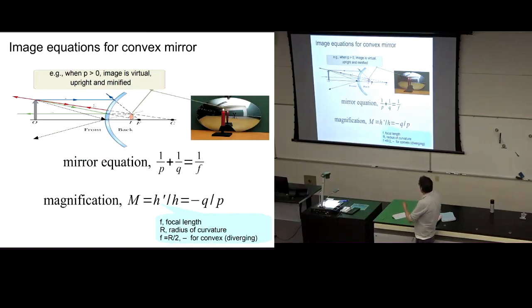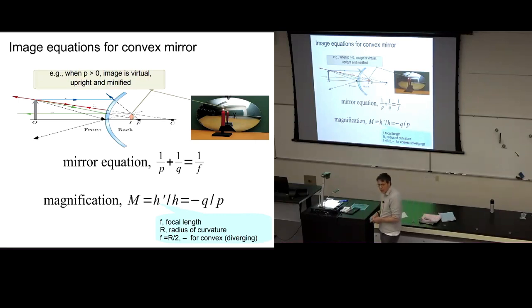This is the equation that describes the properties of the image and the performance of the convex mirror. It relates the location of the image, which we call Q, to the location of the object, which we call P, and the property of the particular convex mirror, which is determined by its negative focal length F. And it also tells us the magnification of the image, both whether the image is bigger or smaller, that's the size of the magnification, and whether it's upright or inverted, that's the sign of the magnification. So it tells us all of those things.